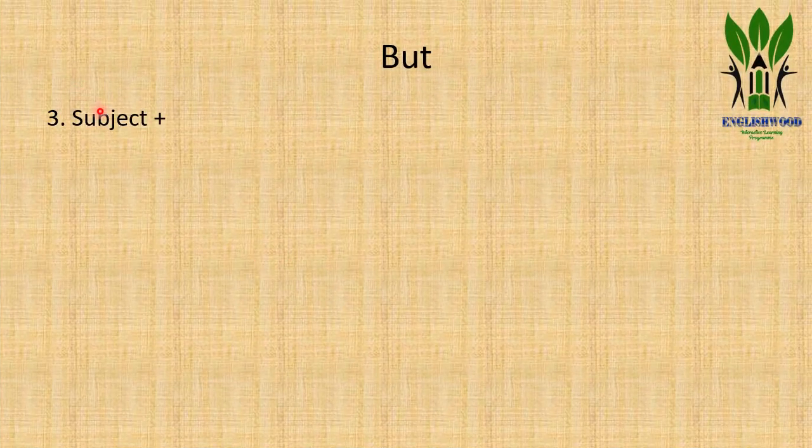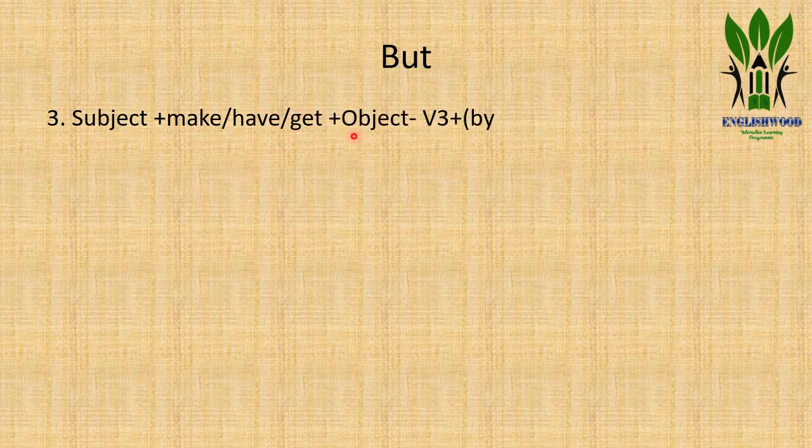Alright, subject plus make or have or get plus object gives you the verb 3 structure plus by agent. This is the third rule. There are only 3 rules. Two rules are simple, and this third rule says that make, have, get all have the same structure. After make, have, get, if instead of an agent an object comes, then you have to write verb 3, and by agent you may write or you may not write.